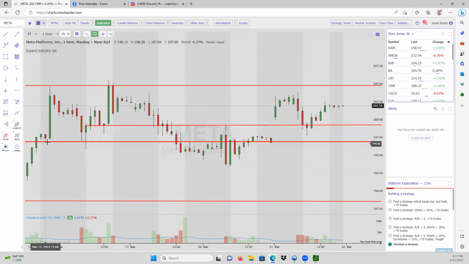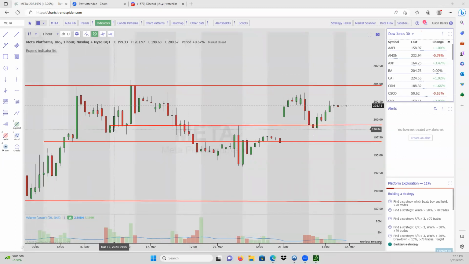and see, okay, is this an area where we saw heavy demand and saw a big move out of this area? 199 we did. 199 held as support, big move to 205. 197, major support, big move to 205. And again, 197 here, big gap up today. So support and resistance can become easy if you understand this concept. Okay, is this a level where we saw heavy demand and we saw heavy buying and we saw a major move come out of it? If so, then we know that, okay, this is a major support level.